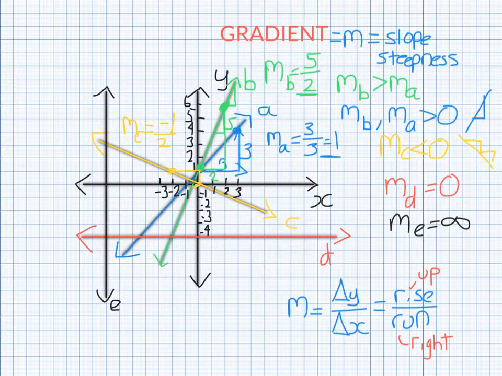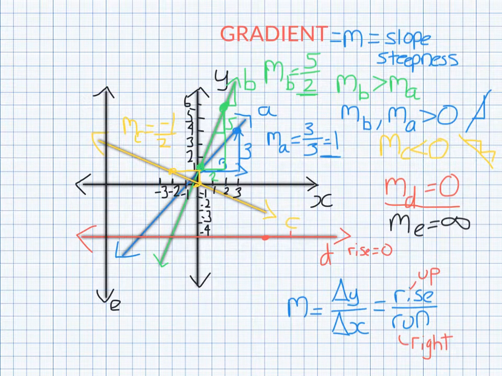Now, the reason that the gradient of D is 0 is because if I look at rise over run, the rise is 0. It's not going up. If you pick any point on the line and go across, you don't go up. 0 divided by anything is 0. That's why the gradient of D is 0.